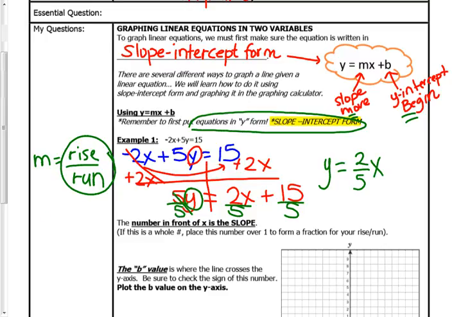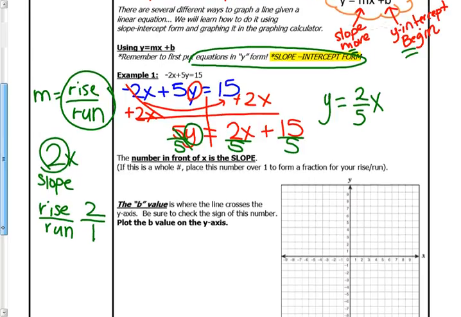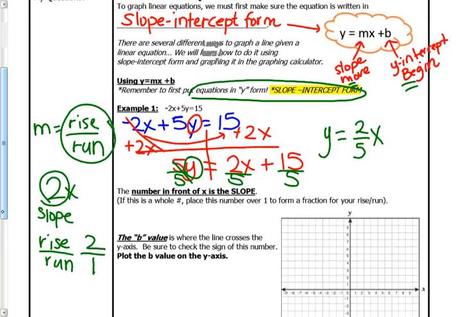So if we had something like 2x, then 2 is my slope, right? So my rise is 2. But my run, if there's no number at the run, technically any whole number can be written as a fraction by putting it over 1. So really my rise is 2, my run is 1. So just make sure slope, you can't leave it as a decimal. It can be a whole number, it can be a fraction, but it cannot be a decimal. Okay, so make sure you keep it in fraction form.